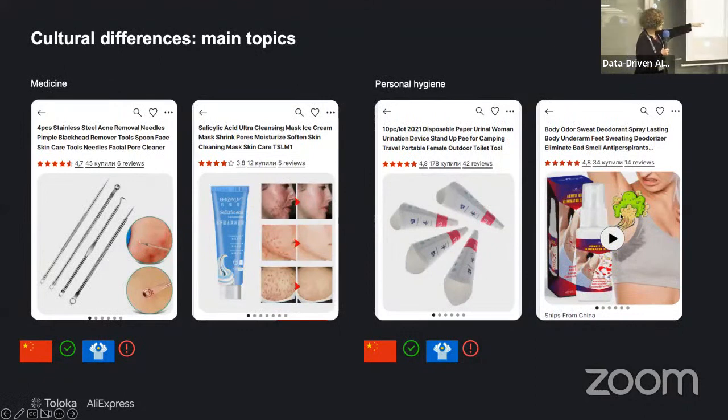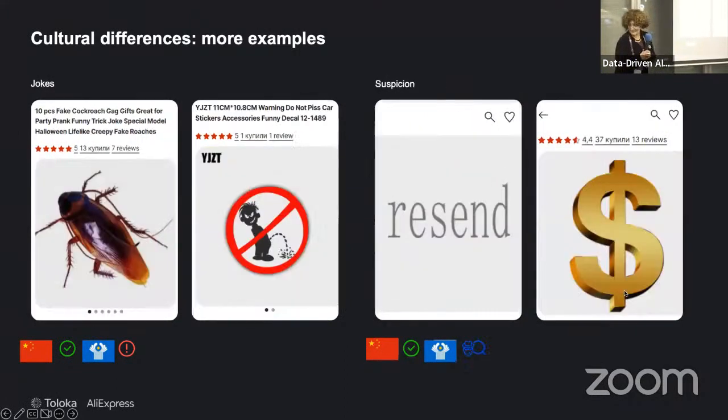Same to other body matters, personal hygiene. Chinese are very direct and very sincere in what they show, right? That's not so for the usual culture in our CIS countries. Our buyers would never, ever, ever buy things with such advertisements. More examples to go.